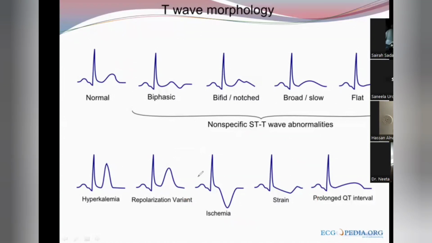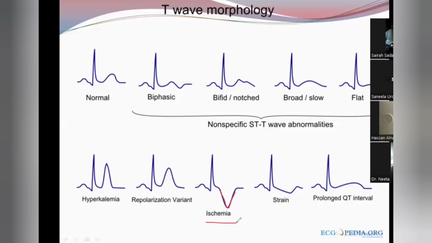Now, when you see there's T wave inversion, you have to see the shape of the T wave inversion, how it is inverted. Either it is symmetrical. Can you see? This is symmetrical T wave inversion. This is known as symmetrical T wave inversion. It is present in ischemia.